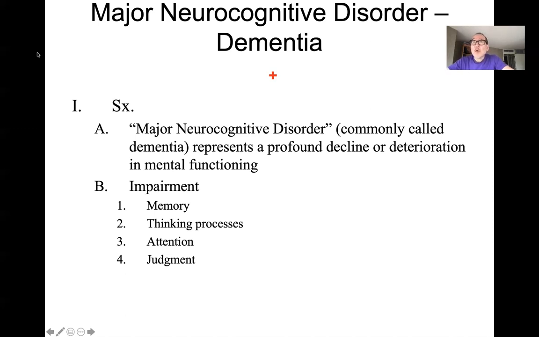A major neurocognitive disorder represents a profound decline or deterioration in mental functioning. So it's really important to distinguish it from normal aging or depression, as we'll talk about in a moment. Depression in an elderly person. Impairment tends to affect most notably memory. Usually, this is the first thing that's noticed in patients and in their family members. Thinking processes, logical reasoning, problem solving, and so on. Attention is also impaired, as well as judgment.